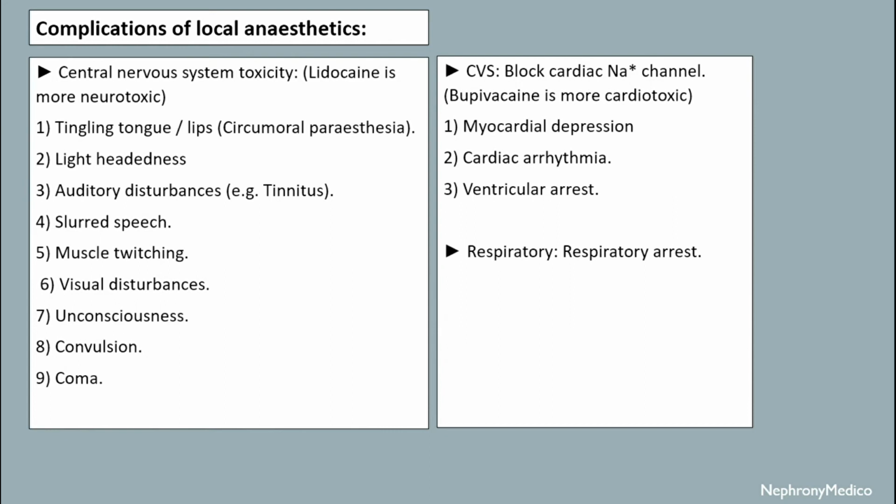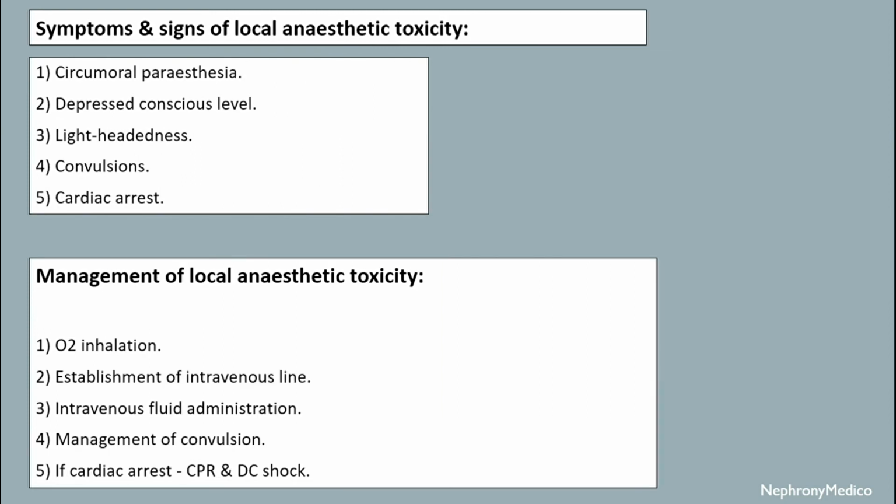Respiratory includes respiratory arrest. The signs and symptoms of local anesthetic toxicity include circumoral paresthesia, depressed conscious level, lightheadedness, convulsions, and cardiac arrest. The management of local anesthetic toxicity includes oxygen inhalation, establishment of IV line, IV fluid administration, management of convulsion, and if cardiac arrest occurs, CPR and DC shock should be given.